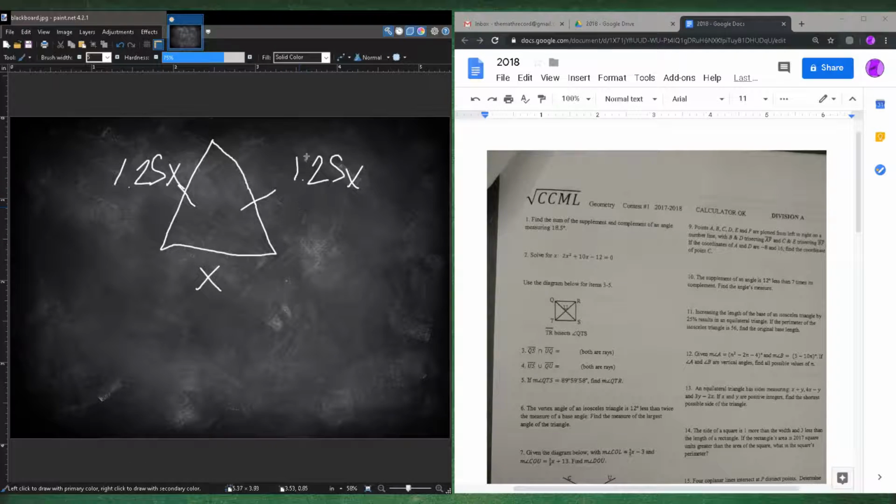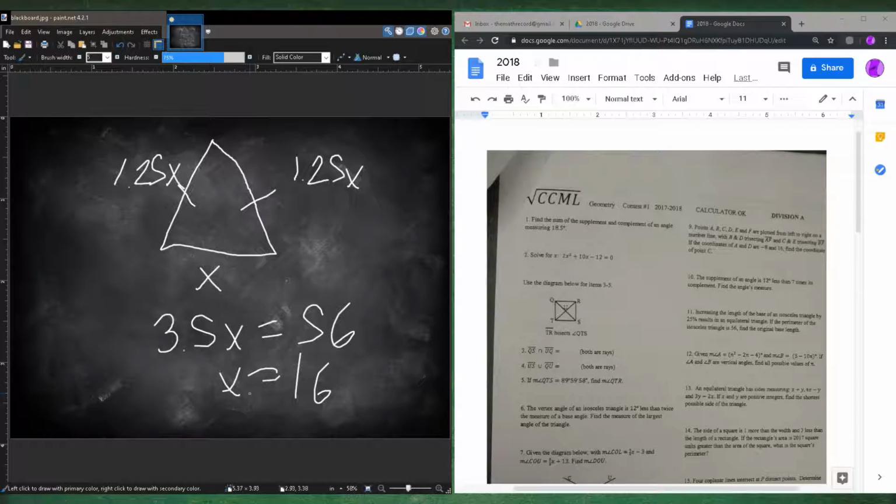Okay? If the perimeter of the isosceles triangle is 56, so it's 1.25 plus 1.25 plus 1, which is 2.5 and 3.5. 3.5x is equal to 56. So now let's look for x. 56 divided by 3.5, we get x is equal to 16. So find the original base length. Since we denoted x as our original base length, the answer is just 16. So the answer for number 11 is just 16. Basically just that simple. So this would be our answer.